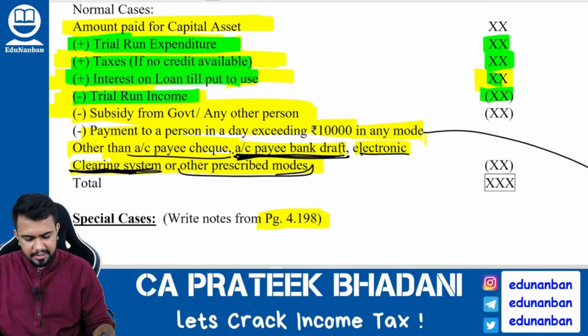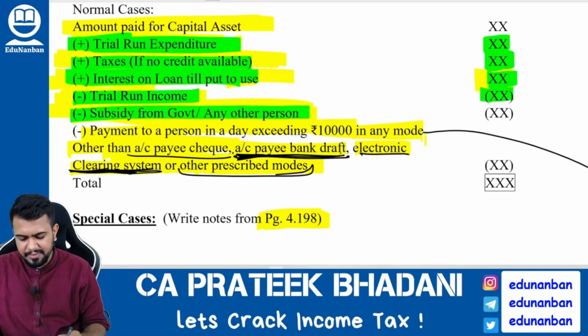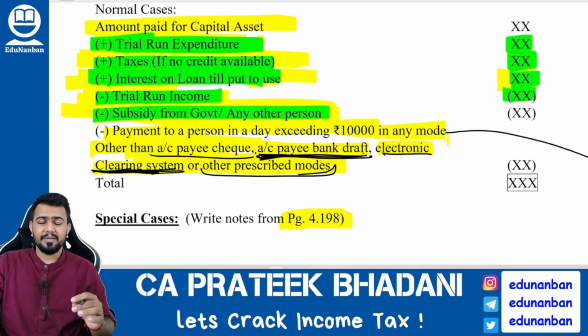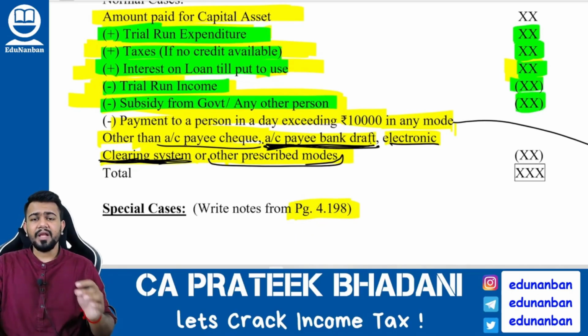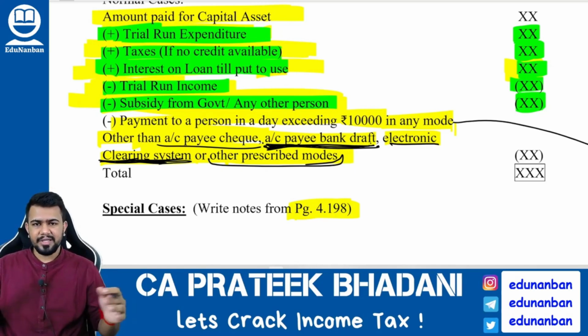Claim the interest as deduction. Next, if there is any subsidy received from the government or any other person, then reduce it from the value of the cost. One more thing, if at all you are receiving subsidy for multiple assets together, then proportionately reduce the value of all the assets.